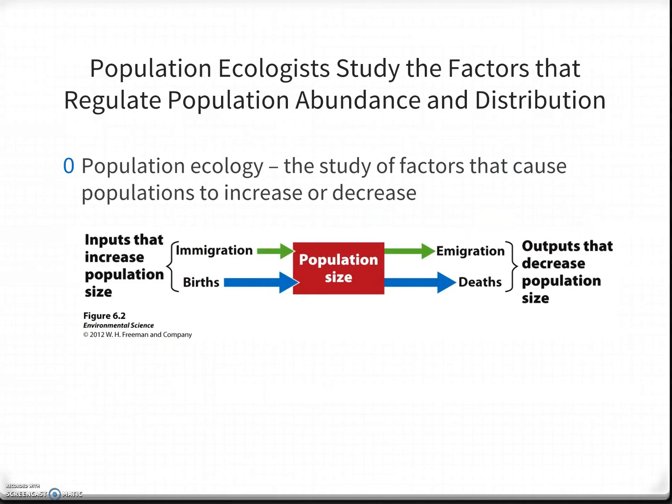Population ecology is the study of factors that cause populations to increase and decrease. We have to take a look at immigration and births. Populations moving in are going to increase population size, and then emigration and deaths are things that are going to decrease population size. We're going to spend quite a bit of time with this chart next chapter because we're going to spend a whole unit just on human population.